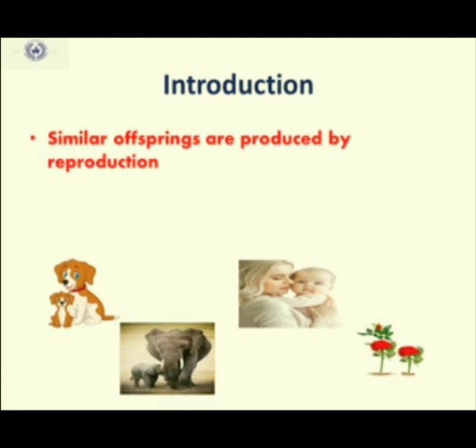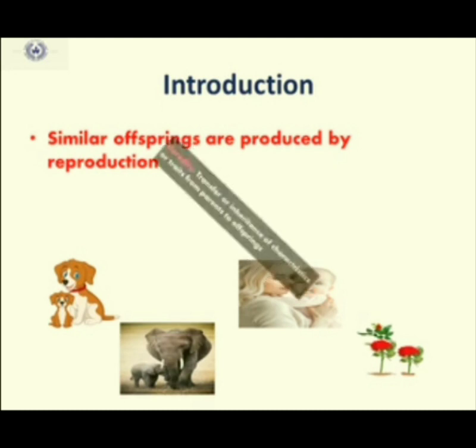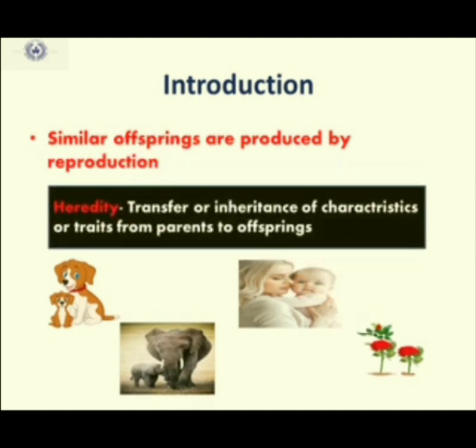Then the question is, how does this similarity arise? I think you have an answer to this question also. The characters from the parents are getting transferred to the offsprings at the time of reproduction. You are right children. And that is what is heredity. So what is meant by heredity? The transfer of traits or characters from the parents to the offsprings. That is termed as heredity.